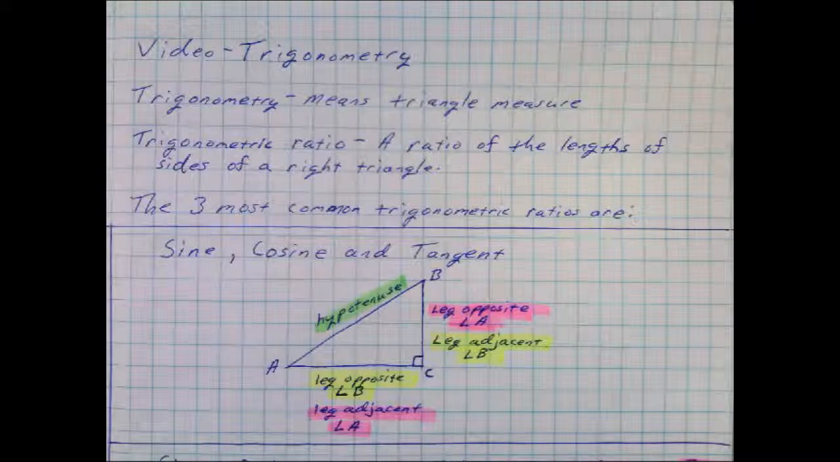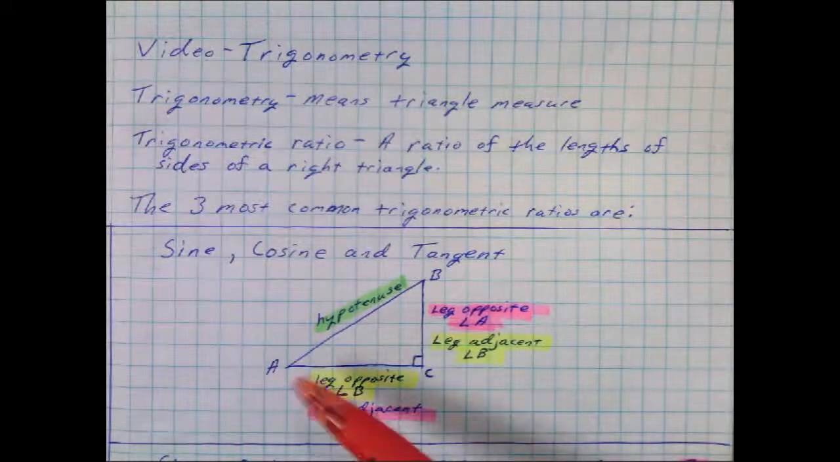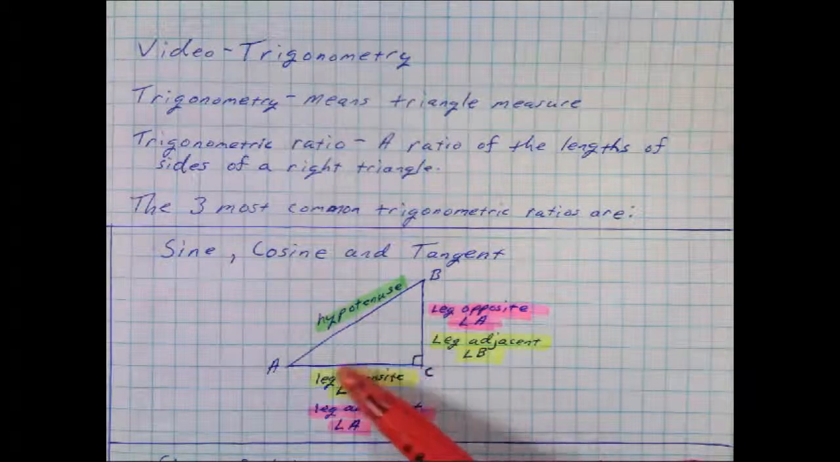We could be talking about the legs, we could be talking about the hypotenuse. So we're going to be setting up some ratios. The most common ratios that we have are sine, cosine, and tangent. If you notice, I have a picture here. We're going to be using this picture to describe sine, cosine, and tangent, and I have color coded it as well. So we have triangle ABC as our right triangle.